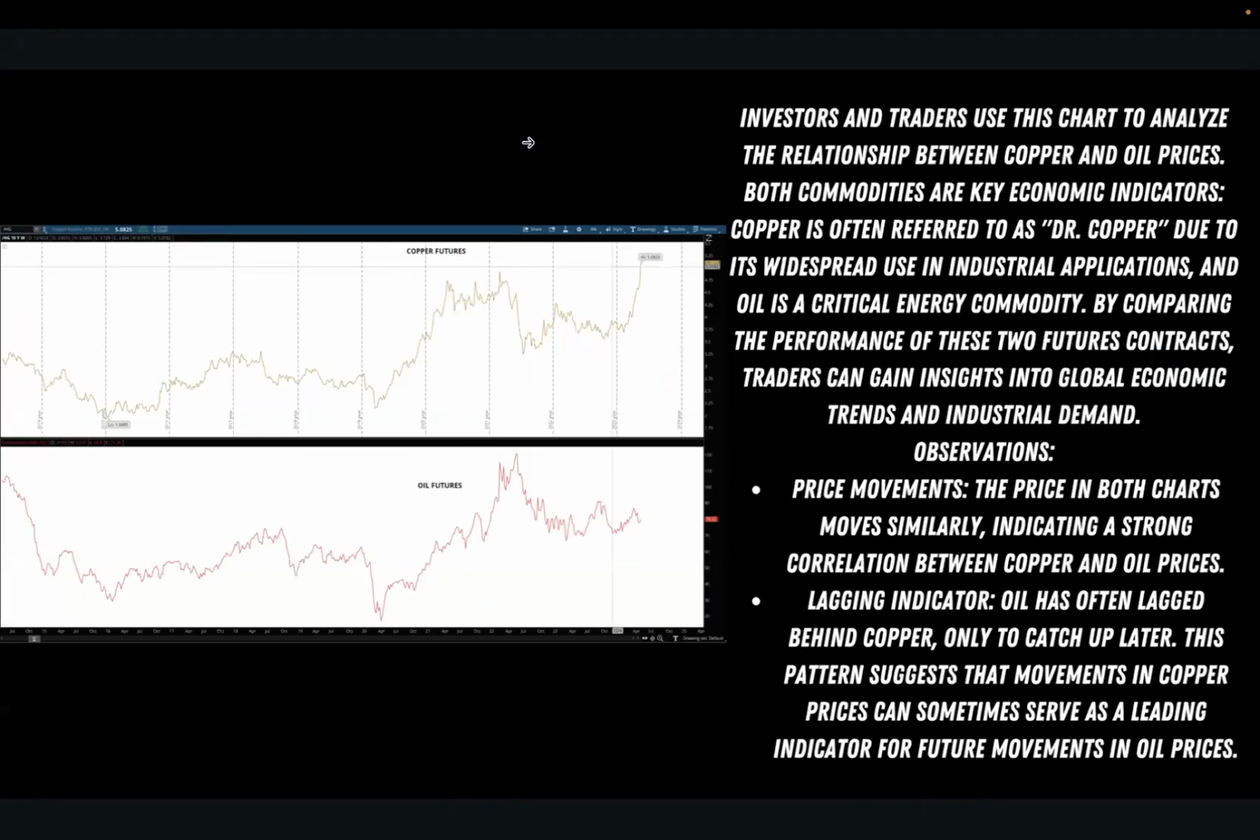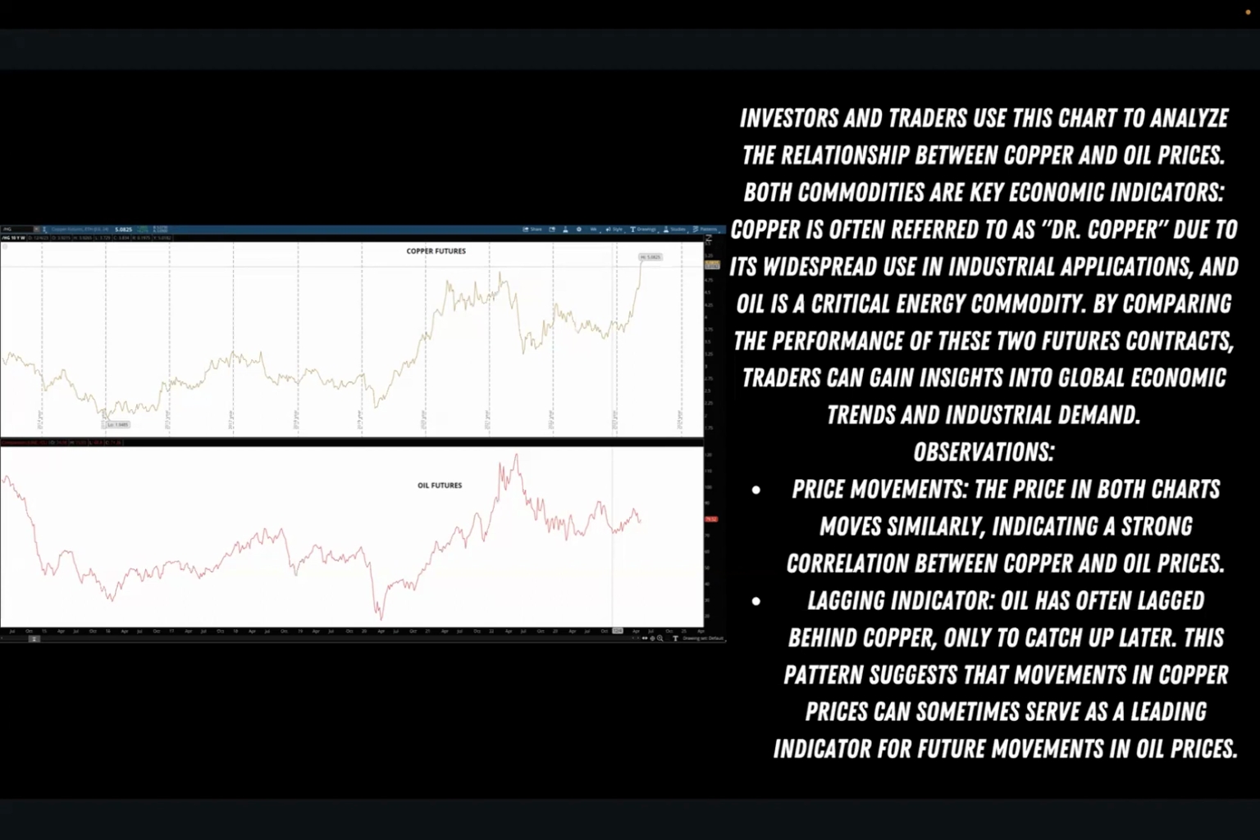Now, investors and traders both use this chart to analyze the relationship between copper and oil prices. Both commodities are key economic indicators. Copper is often referred to as Dr. Copper due to its widespread use in industrial applications, and oil is a critical energy commodity. By comparing the performance of these two future contracts, traders can gain insights into global economic trends and industrial demand. So the price in both charts moves similarly, indicating a strong correlation between copper and oil prices.